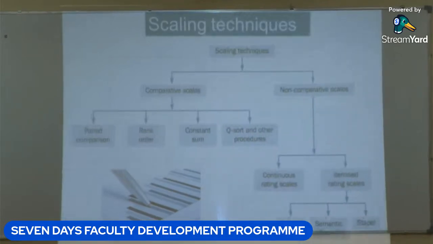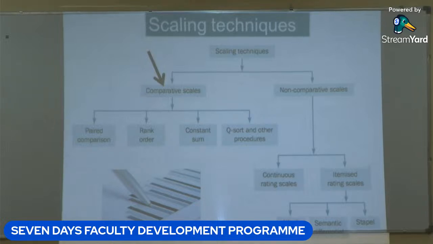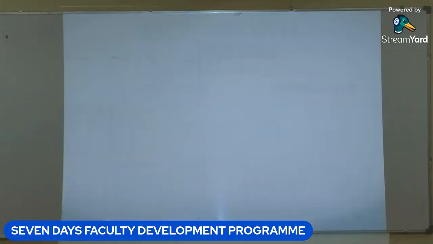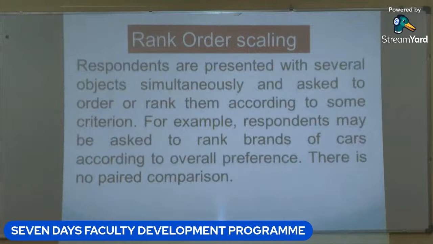And the second one is rank order. So instead of this 0 and 1, now we have to order the preferences. Hence it is called rank order scaling. In rank order scaling, as all of us know, respondents are presented with several objects simultaneously and asked to order or rank them according to some criterion. What is your first preference, second preference, third preference? Earlier there was no such order of preferences in paired comparison. Only 0 and 1, whether you like it or not.